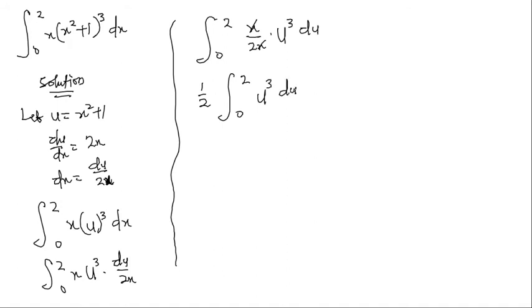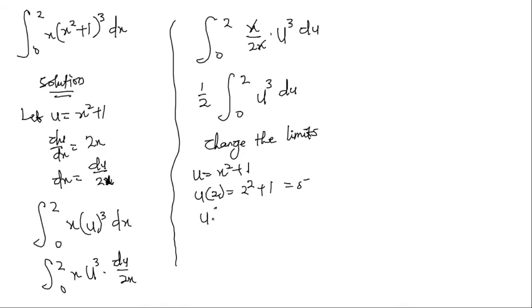Now what I need to do from here is to change my limits. Change the limits. Okay, so by changing the limits, I know my u is equal to what? x squared plus 1. So if my x is equal to 2, I have 2 squared plus 1, and this is equal to 5. If my x is 0, I have 0 squared plus 1, and this is equal to 1. So I am to integrate half the integral from 1 to 5 of u cubed du.